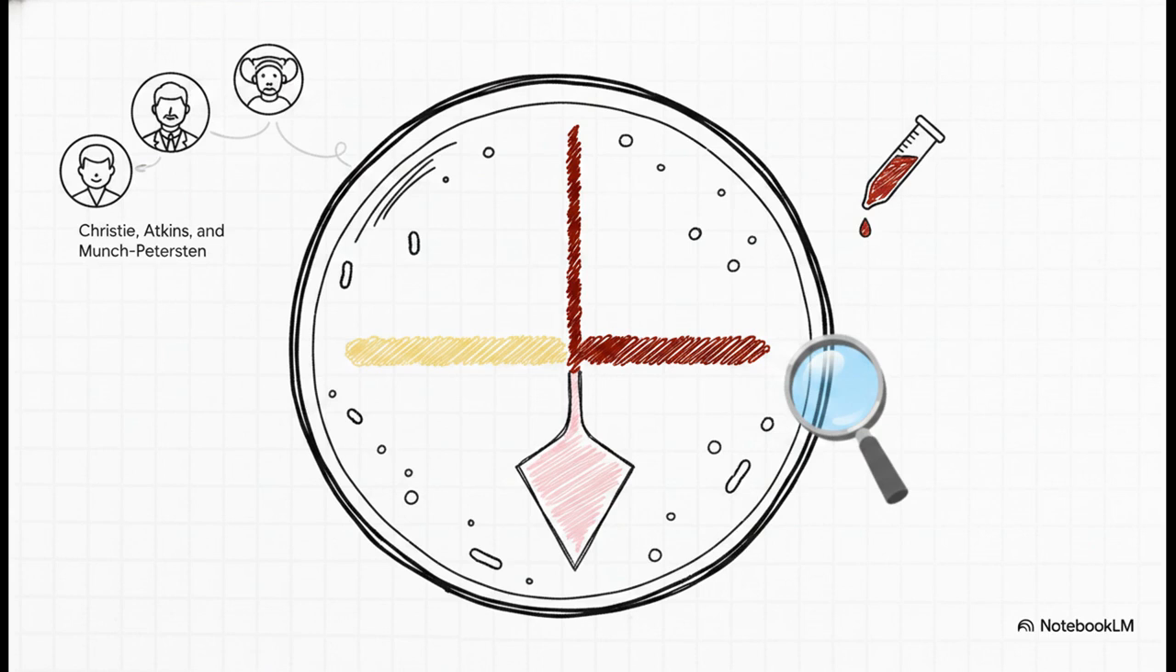And speaking of those identification tests, enter the CAMP test. This is our absolute smoking gun for this case. Named after Christie, Atkins, and Munch-Petersen, the test is just beautifully elegant.